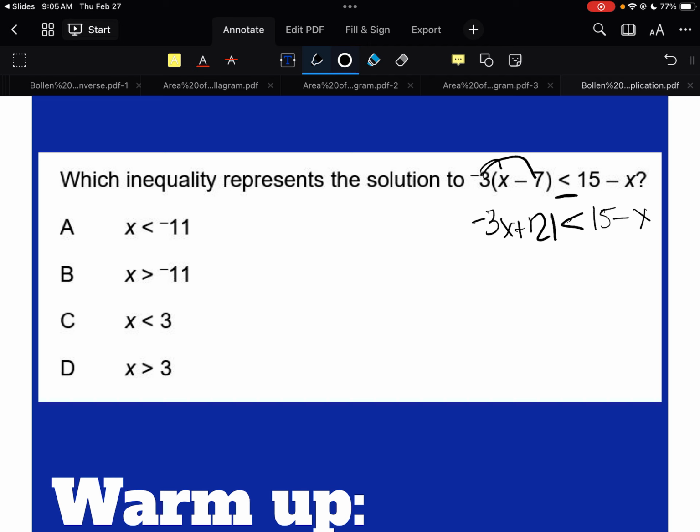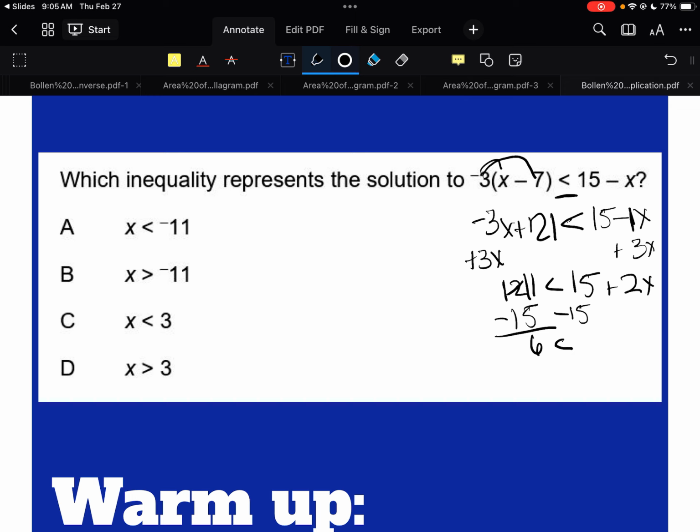So then you have this negative 3x here, so you're going to add it, plus 3x. And you have 21 is less than 15 plus 2x, because negative x plus 3x, so negative 1 plus 3 is 2. Then you subtract the 15, you subtract the 15. You can cross out your 1 here, and you get 6.